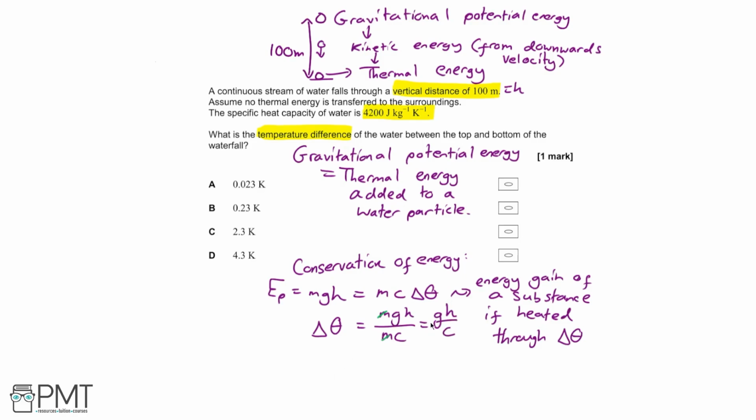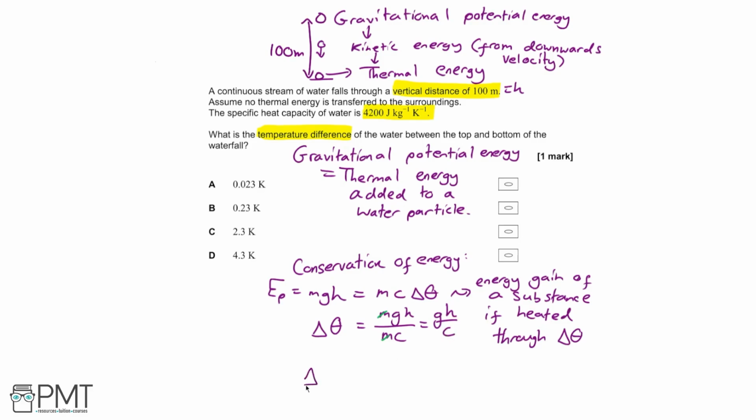So what this says then is that the temperature change is increased by having a larger acceleration due to gravity. That would correspond to us having more gravitational potential energy at the start, or to falling for a larger height, and decreases if we need more energy to heat a kilogram of water by 1 degree, or by 1 Kelvin.